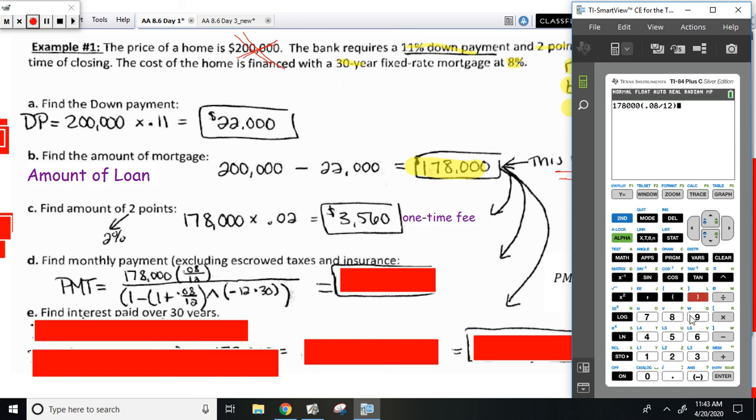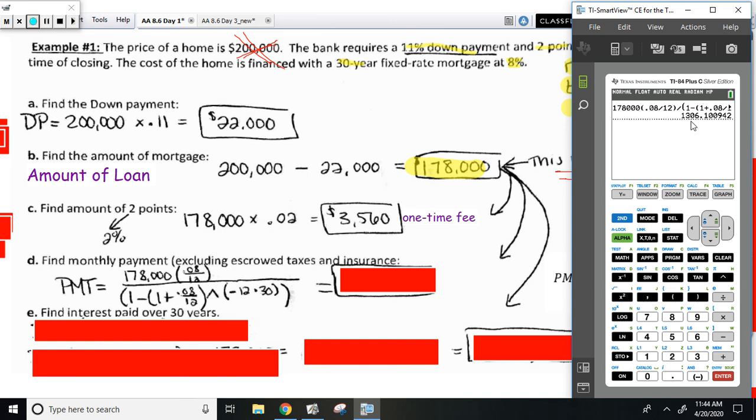So 178,000 times 0.08 divided by 12. Close our parentheses, then divide again. We'll have one parenthesis, 1 minus, then we'll put another parenthesis, 1 plus 0.08 divided by 12. Close that parenthesis, and then we will press our caret button. Again, you can use an extra set of parentheses around here if you'd like. You don't necessarily need to, but it's our negative n times t. So be careful, it does need to be a negative 12, and you'll use the negative button, not the minus. And then we'll get out and close our parentheses and hit enter.